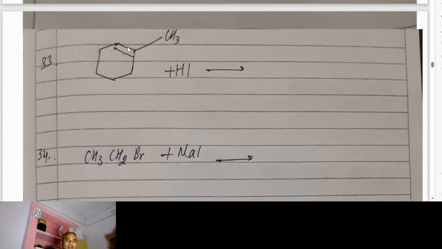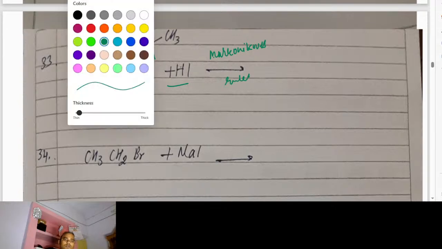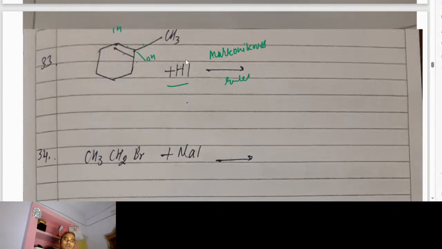So now move on to the next one, student. Here HI is there, student, 1 2 3 4, right? So this place has 0 hydrogen, this place has 1 hydrogen, friend. This is an unsymmetrical alkene and hydrogen halide, so again it is going to follow which rule, student? Markovnikov's rule. According to Markovnikov's rule, student, the negative part of the reagent is going to attack on which position? Where the lesser number of hydrogens are there. So here is the 0 hydrogen, so it is going to add here and hydrogen will be here. So what is going to be the product, friend?